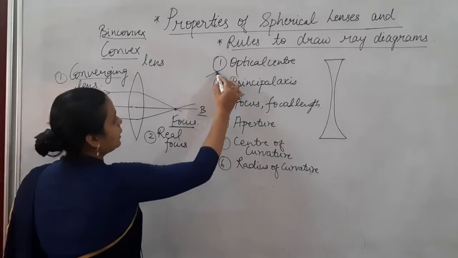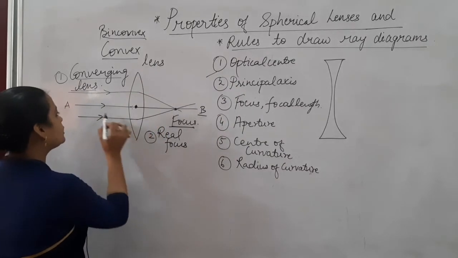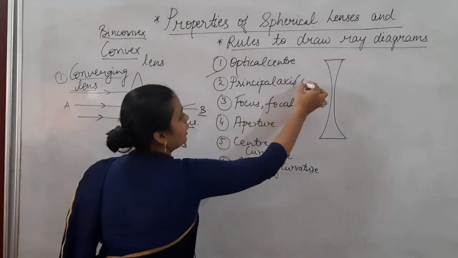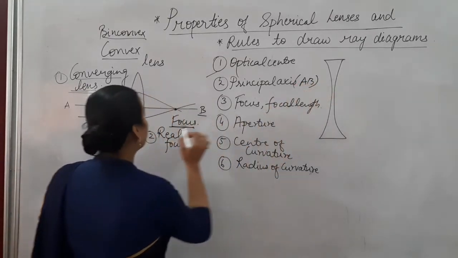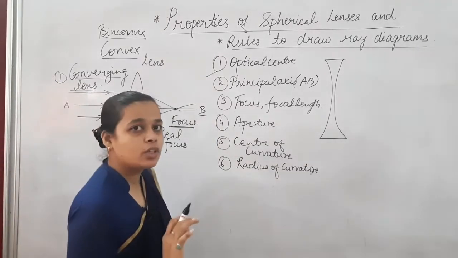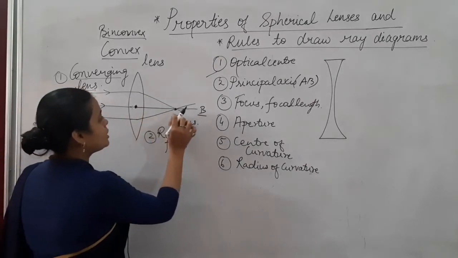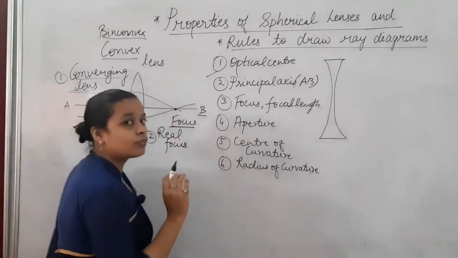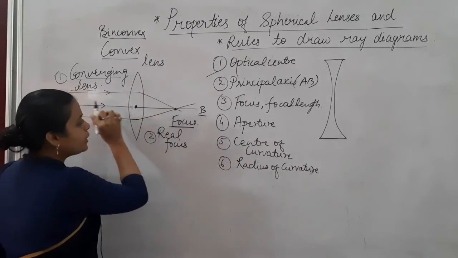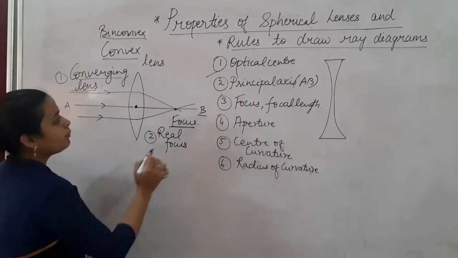Second, if we go through the optical center, here the center of this lens through which this principal axis AB is passing. I am writing here AB. AB is here the principal axis. Actually, the principal axis is an imaginary axis that is imagined to pass through the mid of the lens, and the point through which the principal axis passes is said to be the optical center.